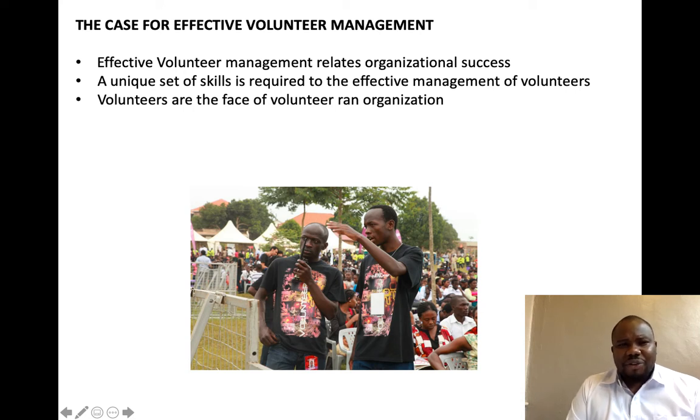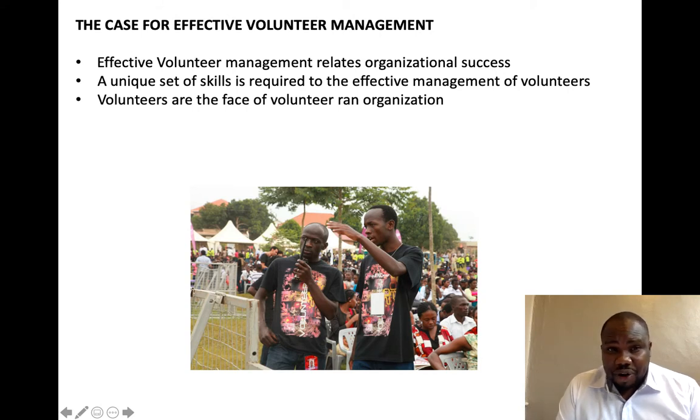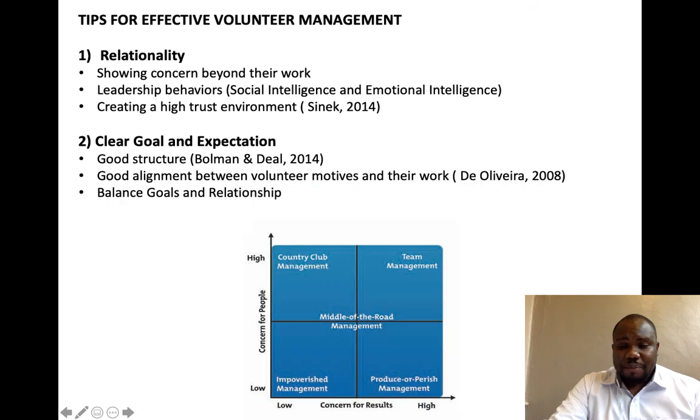Thirdly, volunteers are also the face of volunteer run organizations. According to Bell and Elkins 2005, volunteers often feel that they are untouched by organizational rules and regulations merely because they are not paid. And this is very important because even if they are not paid, they are still the face of the organization. So that's why I'm putting forward the case for effective volunteer management.